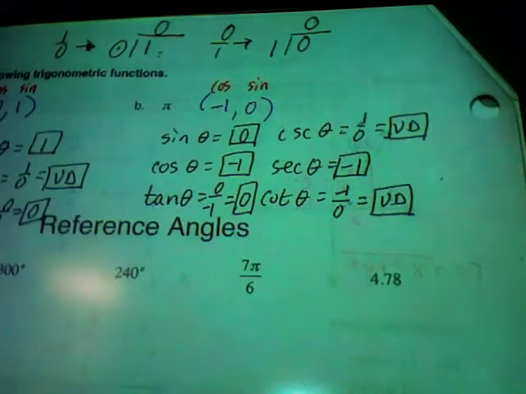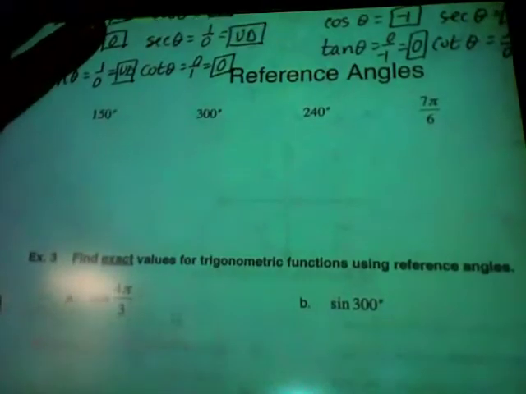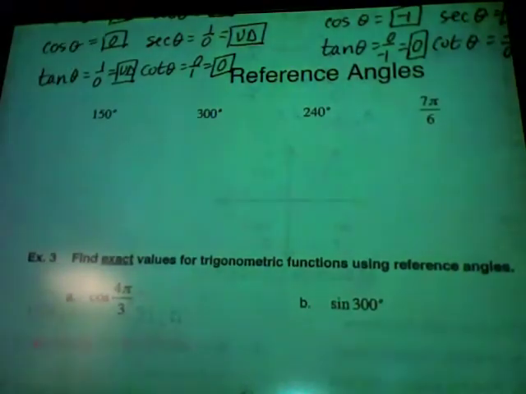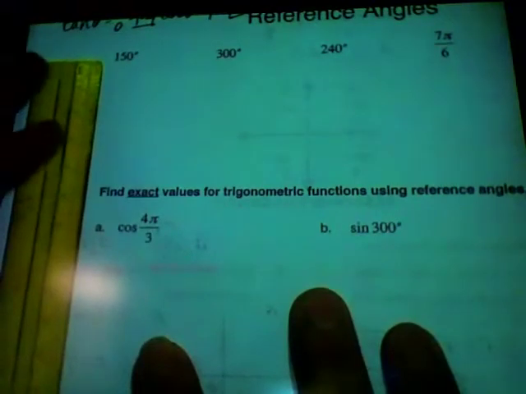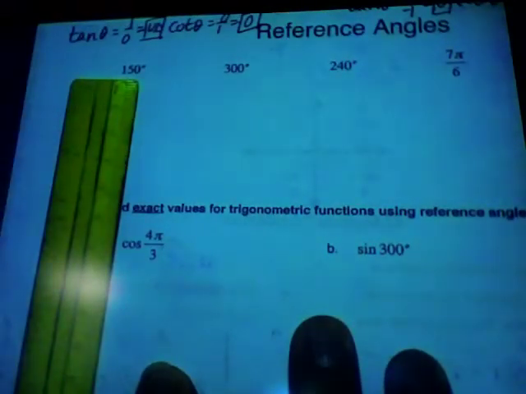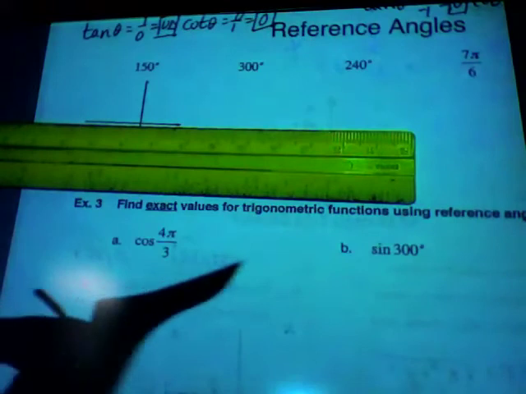All right, so now we come to reference angles. So we're going to draw these angles in the coordinate grid. Whoops, just lost my straight edge. And let's look at what our reference angle is going to be. Remember, I draw a right triangle to the x-axis, correct? So here I'm going to draw a coordinate grid, x and y axis.